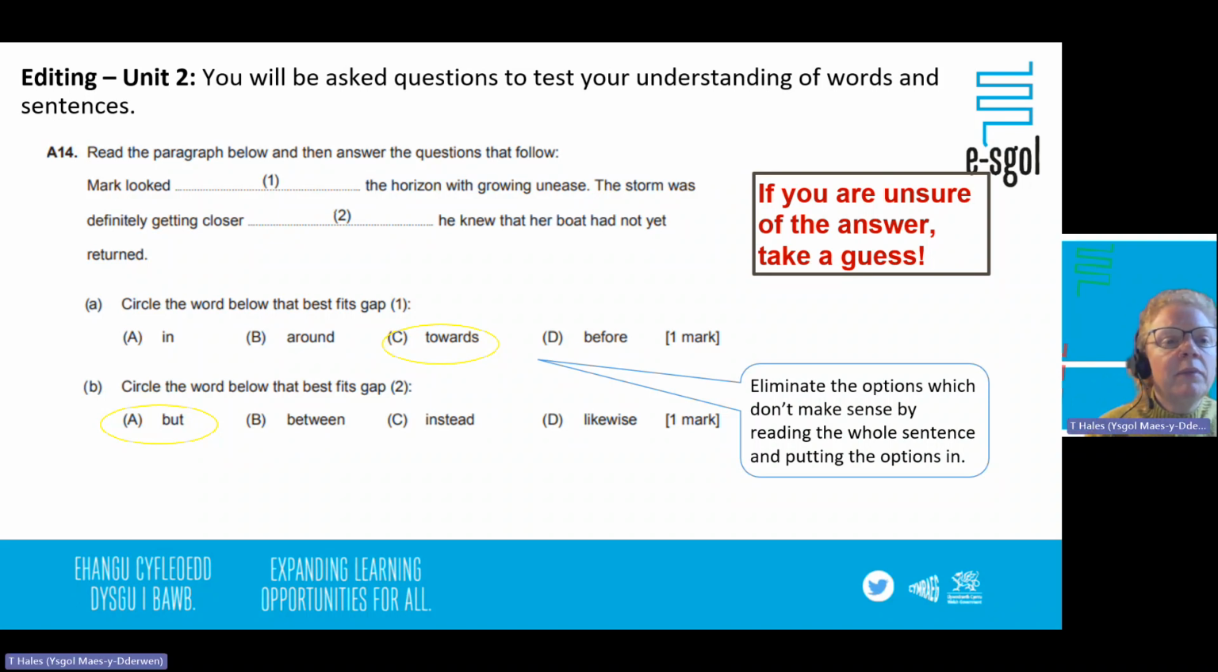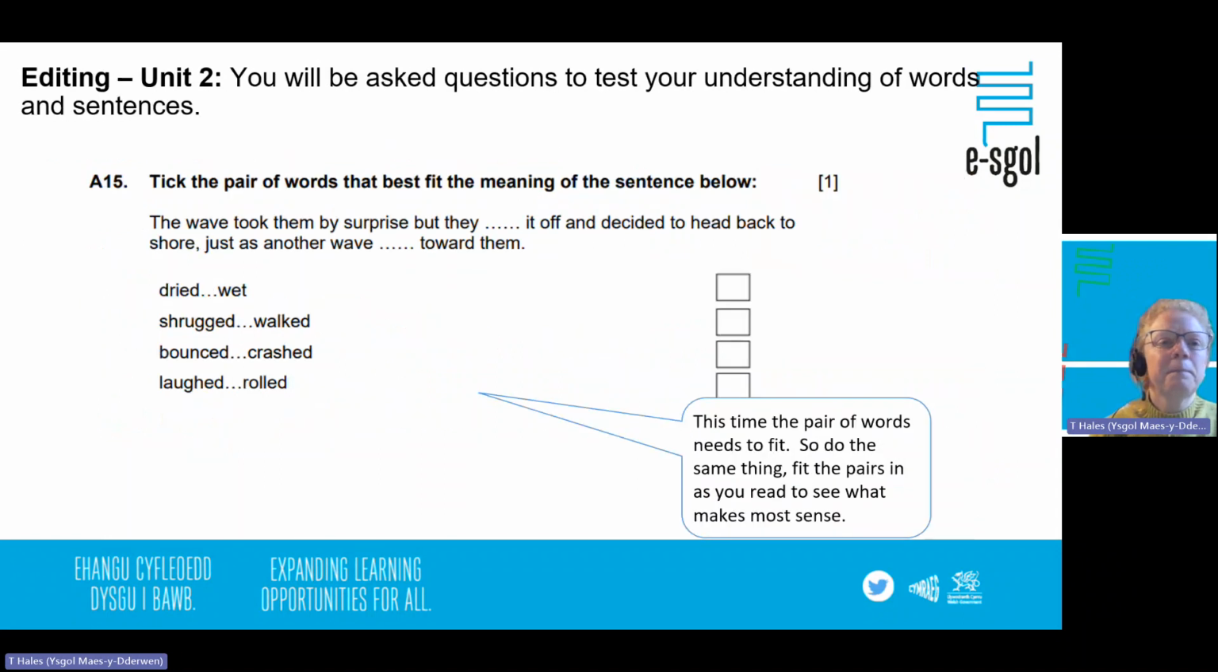And then the second gap: the storm was definitely getting closer, but he knew her boat hadn't yet returned. Between, her boat had not returned. Instead, her boat had not returned. Likewise, her boat had not returned. There's only one answer this time that's going to fit, and that's but. So eliminate the options which don't make sense. Read it out loud. Well, no, don't read it out loud in the exam. Read it in your head. Put the words in. See what makes sense. Okay, and then we've got a second question, which says tick the pair of words.